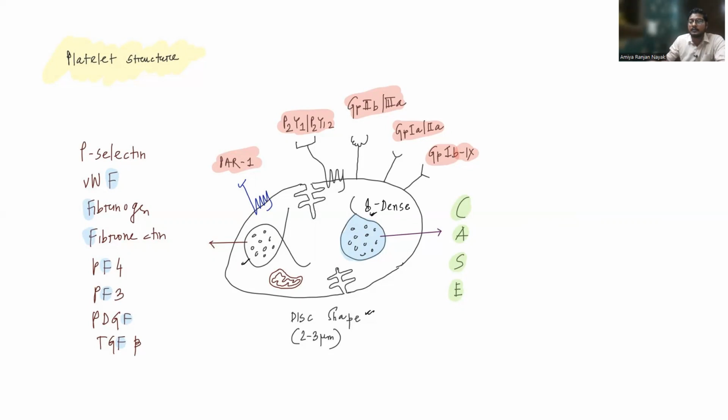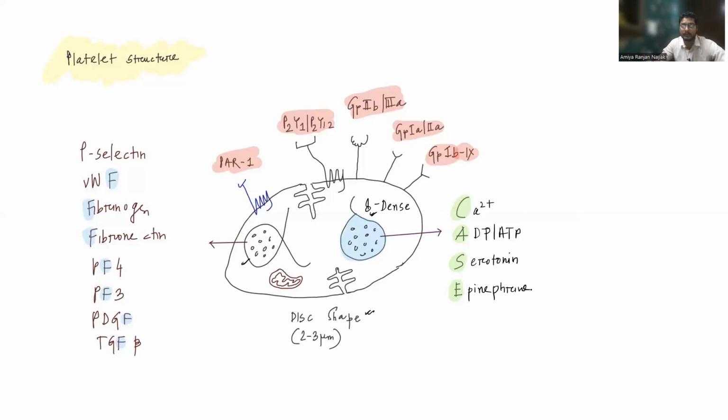Now, what are the contents of delta granule? So delta granule contains CaSe. Ca is calcium, basically the ionized calcium. It also has ADP and ATP. It has serotonin and epinephrine. So delta granule can secrete calcium, ADP, ATP, serotonin, and epinephrine. Alpha granules will secrete all the factors.